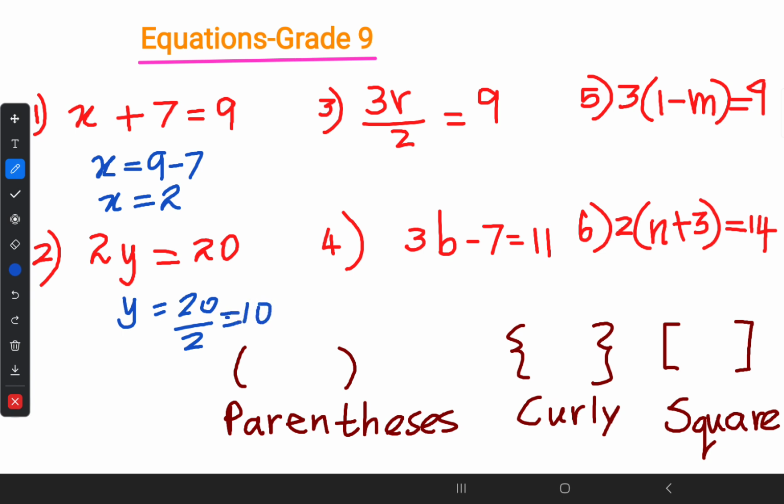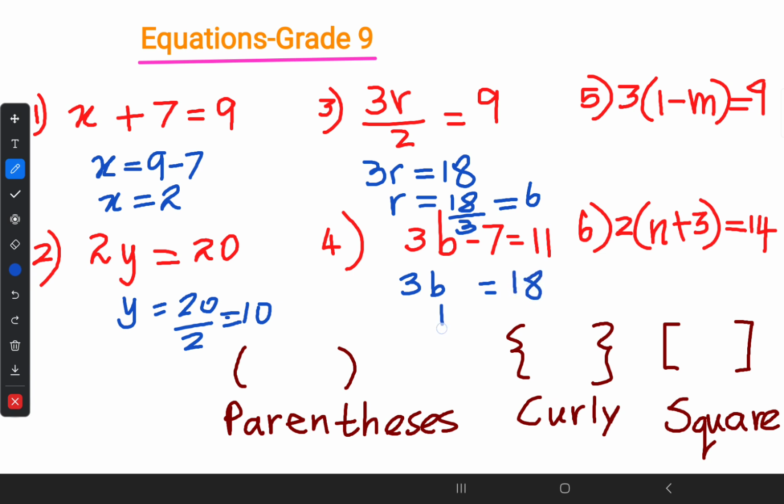The third one has both multiplication and division together. The divide by 2 will become a multiplication. So 3r equals 9 times 2, which is 18. If 3r is 18, r would be 18 divided by 3, which is 6. Next one, 3b equals, the negative 7 will become a positive 7. So 11 plus 7 is 18. b should be 18 divided by 3, which is 6 again. And I will keep the fifth question, I will explain that later.